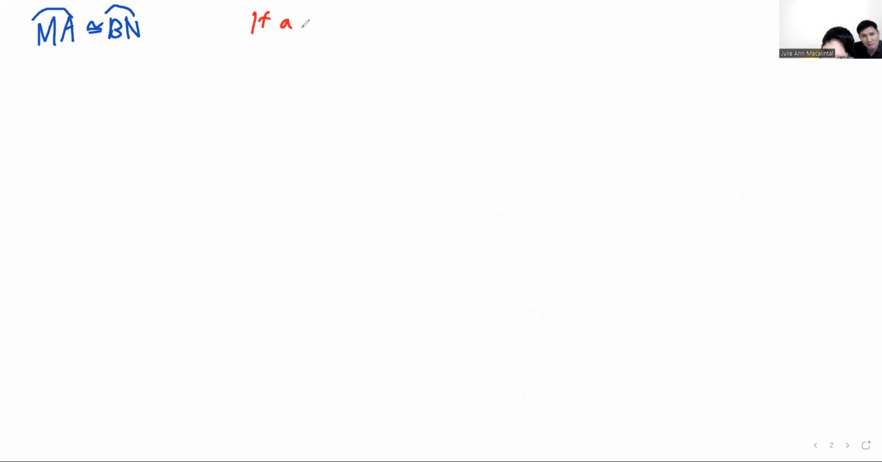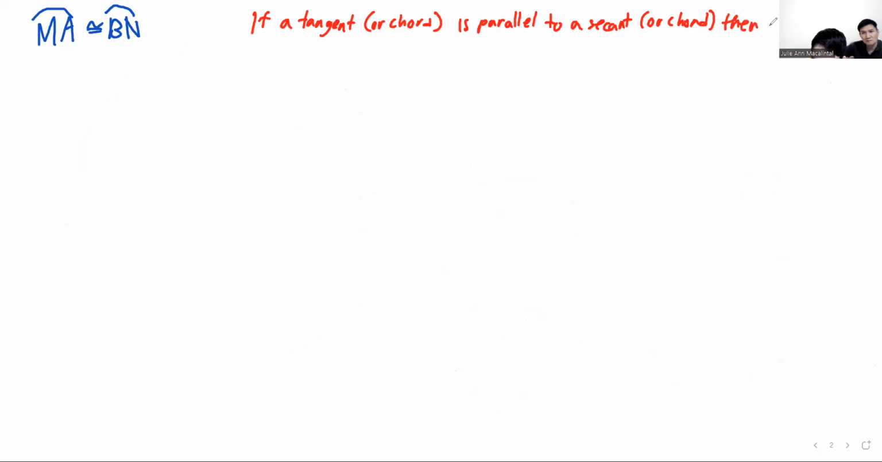That is because if a tangent or chord is parallel to a secant or chord, then the intercepted arcs are congruent.